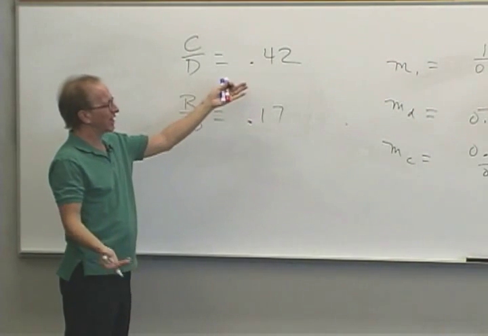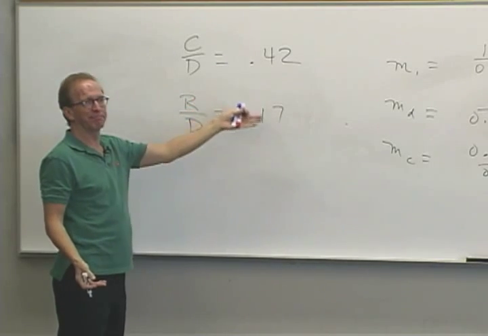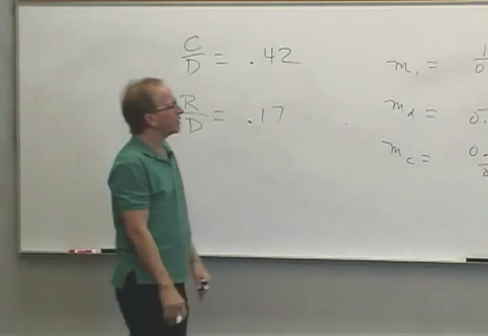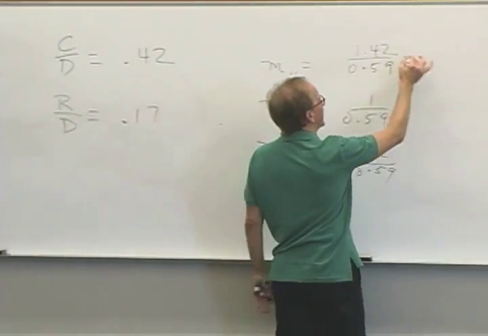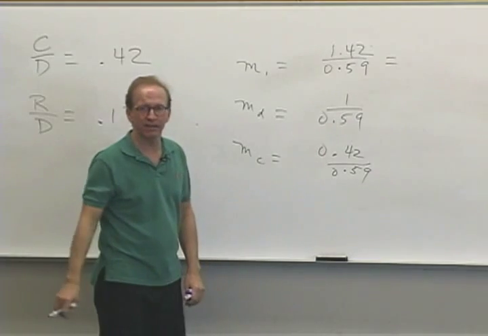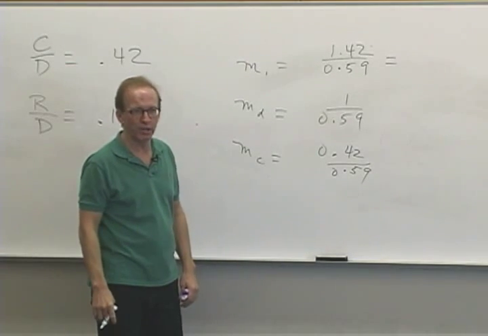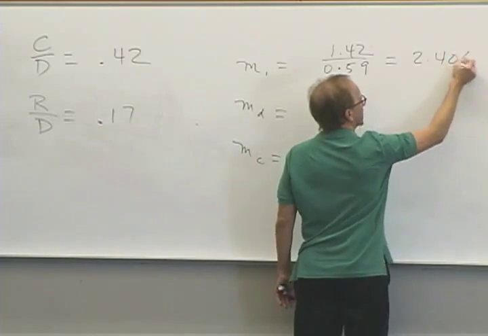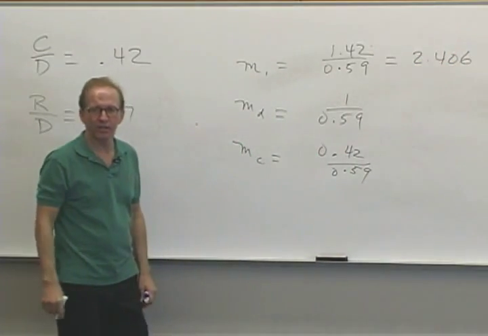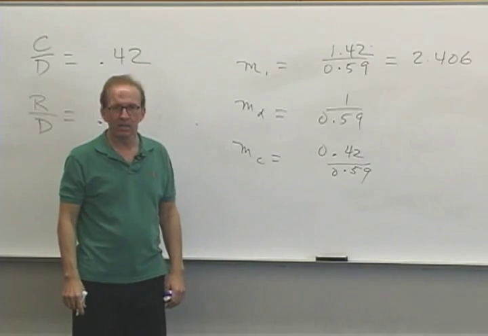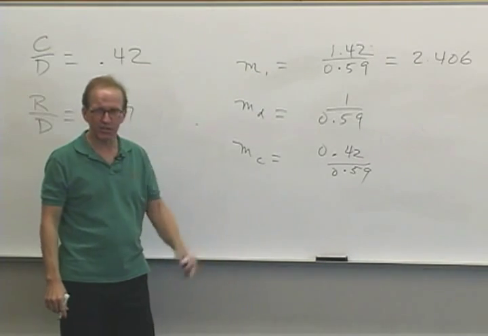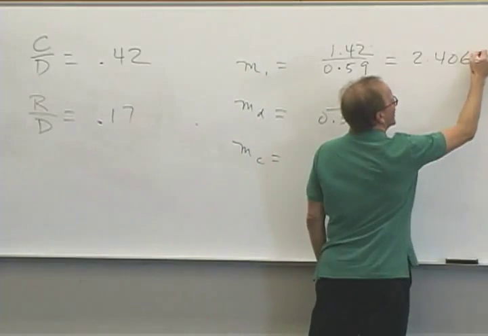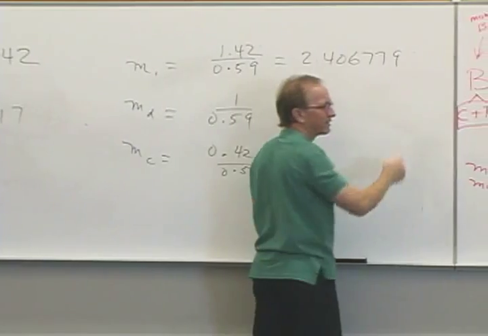Okay. First thing I always do when I'm working on these is see if I can get these two ratios added together so I know my denominator on all of them. What do we have here? 1.42 over 0.59. Anybody? 2.406? I'll tell you what, I don't want to stop at 6 if there's a 7 that follows it. I want to round up. 2.407779. That's probably far enough.